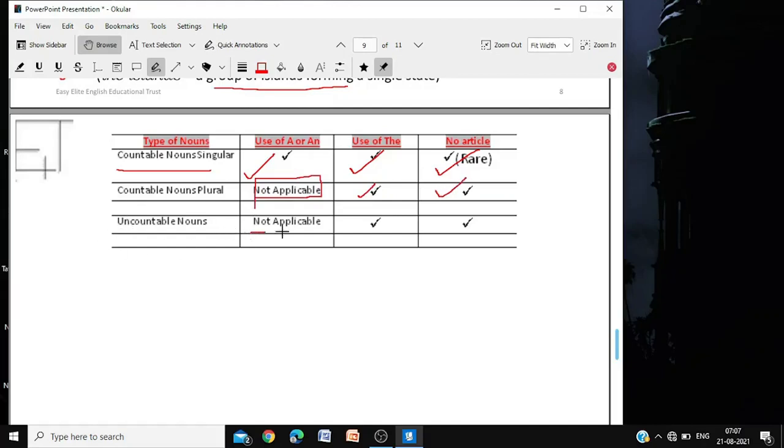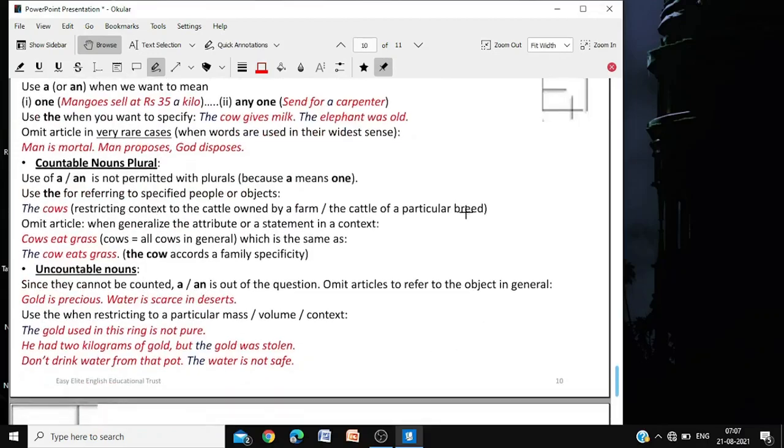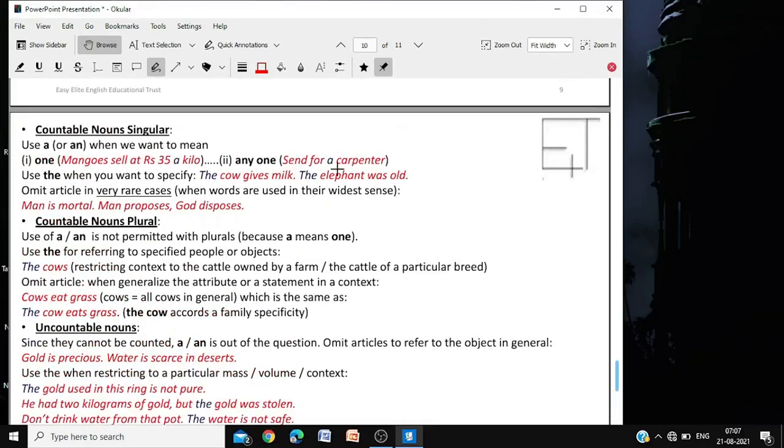Uncountable noun. A or an is not applicable. A or an means one. So when you cannot count, you cannot say one. We may use the or we may omit the article. So let us see in detail. Countable noun singular. Use a or an when we want to mean one.